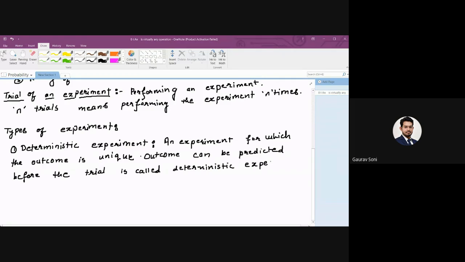These are not of so much importance because the outcome we already know. We don't need to think too much about it. Let me just write it down. Example: throwing a ball in the sky. Outcome: it falls down.